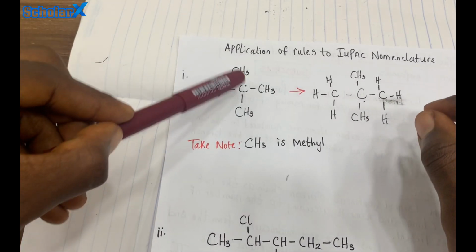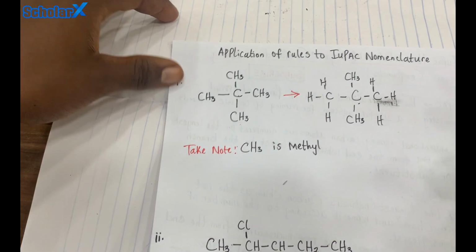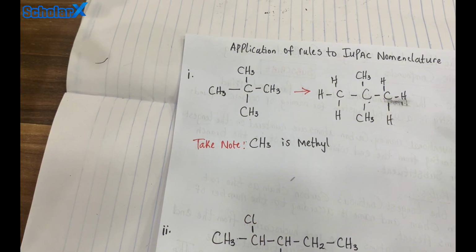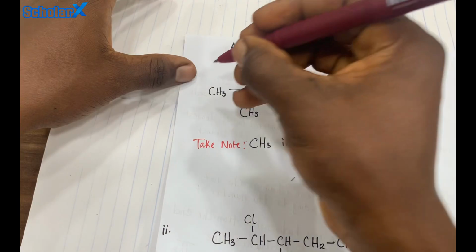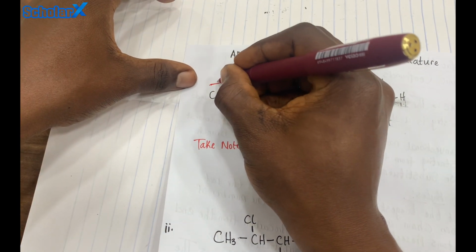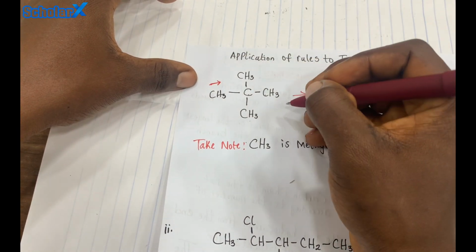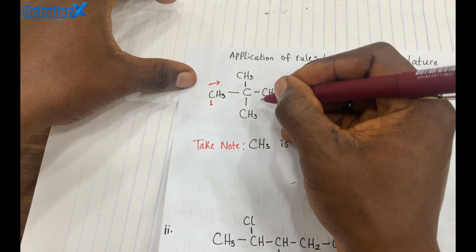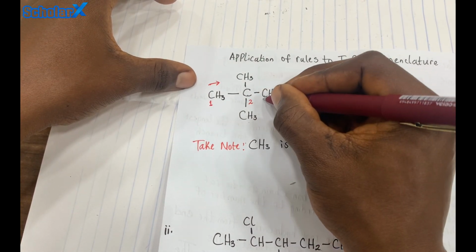But let's come back to this. When you want to name organic compounds, you look at the longest chain and how you're going to take your numbering from it. If I decide to move left like this, this will be my first carbon, this will be my second carbon, and this will be my third carbon.